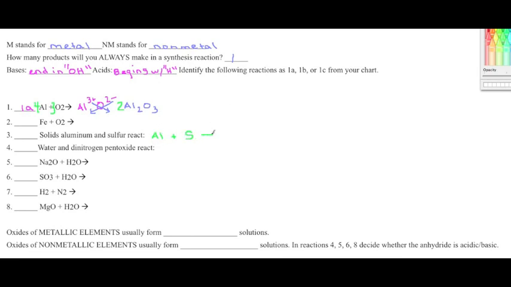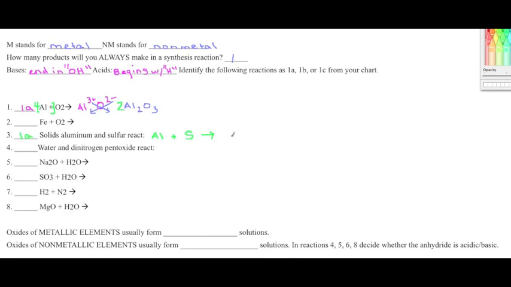Okay. Now my next task, before I decide what my product is, is to decide whether it's a 1A, 1B, or 1C reaction. So if you notice, okay, I don't have any water here, which 1B and 1C will require, so therefore it's still going to be a 1A reaction.